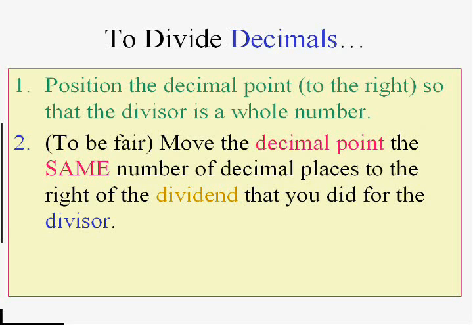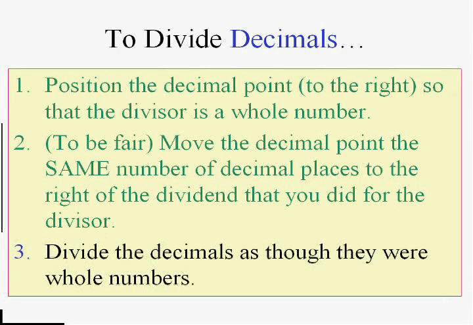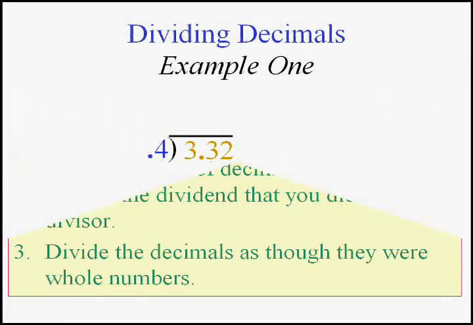Of course, we have to be fair. So if we move the decimal point over for the divisor, we have to move it over the same number of decimal places to the right of the dividend as we did for the divisor. See why we need to know these words. And then we just divide decimals as though they were whole numbers. Let's play. Here we go.